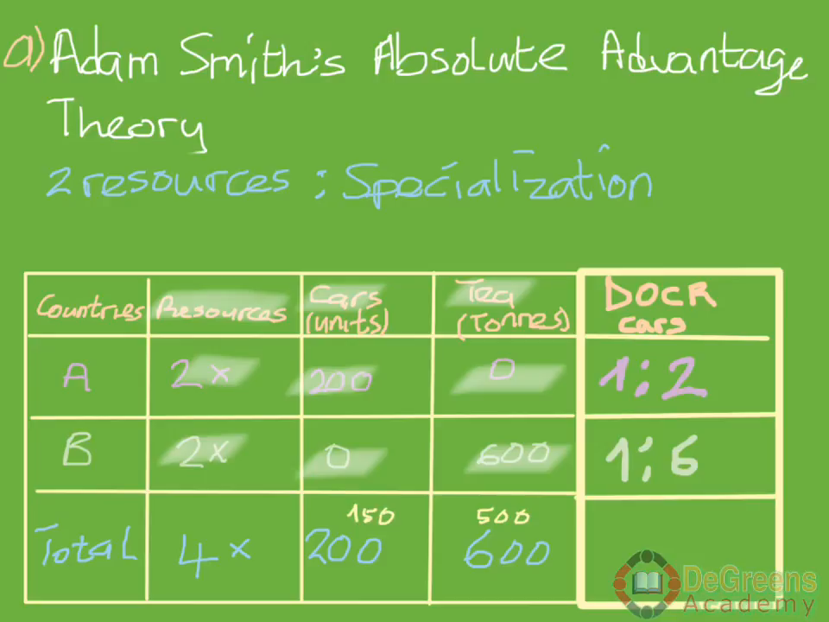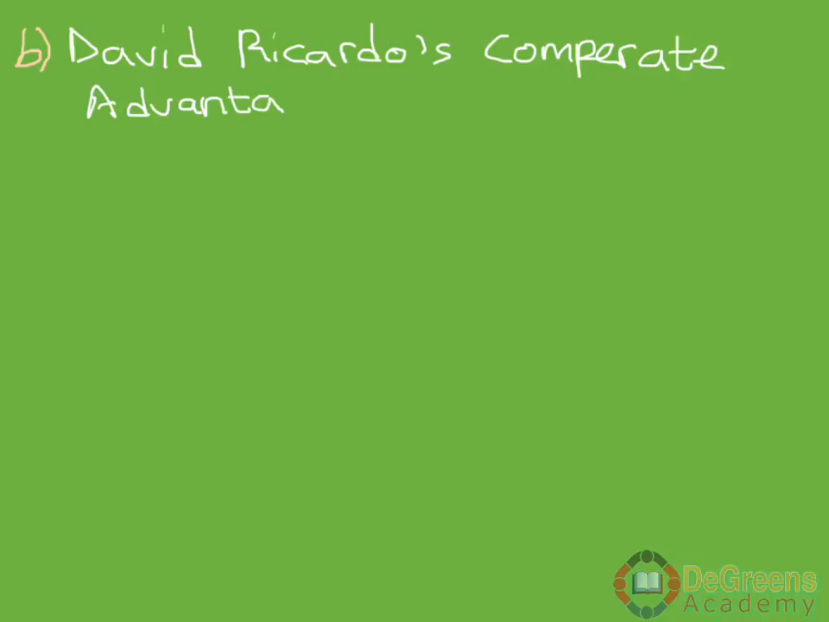So you see the exchange rate will lie between 1:2 for country A and 1:6 for country B. So this is what we have seen now. That's 1 car will exchange for 2 to 6 tons of tea and no more between these 2 countries in international trade. I'll look at the next theory now, David Ricardo's comparative advantage theory.